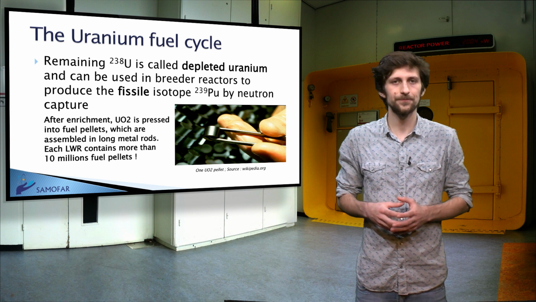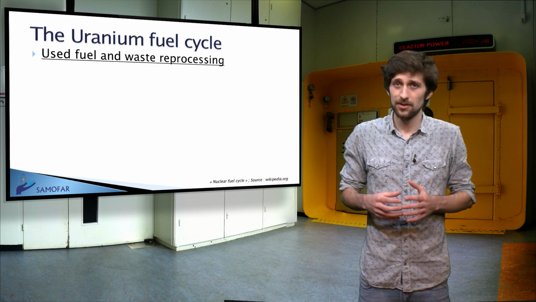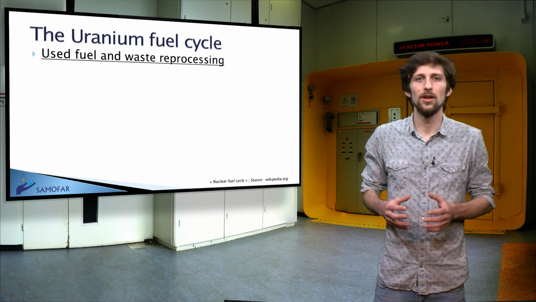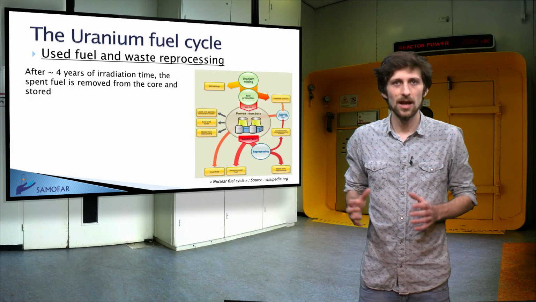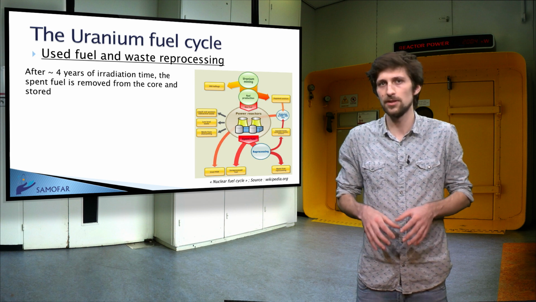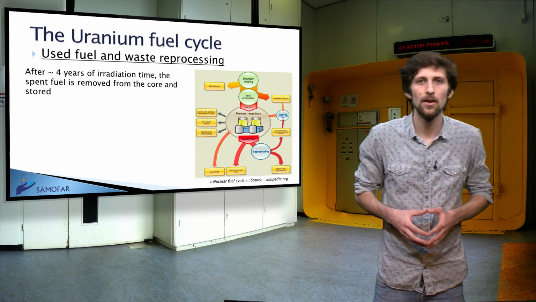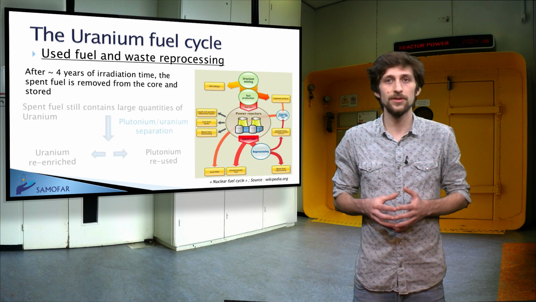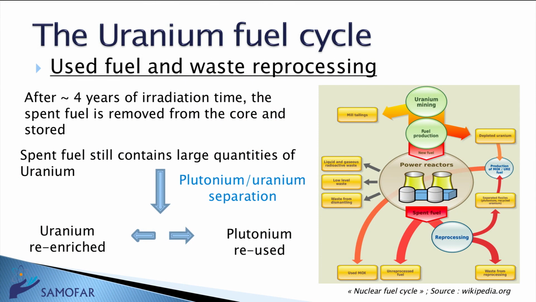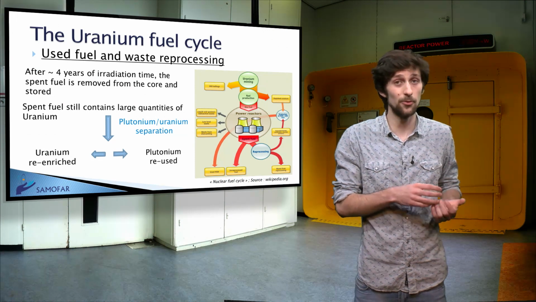reactor core. After a period of typically 4 years of irradiation time, the spent reactor fuel is removed from the core and stored, either to be reprocessed or disposed of in deep geological repositories. Even after exposure of 4 years in the reactor core, the used fuel still contains large quantities of uranium. By chemical processes, it is possible to separately recover both the uranium and the plutonium, which both contain potential fissile elements that can be reused later.